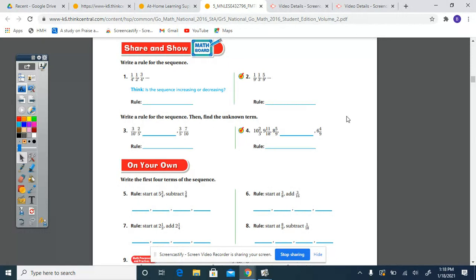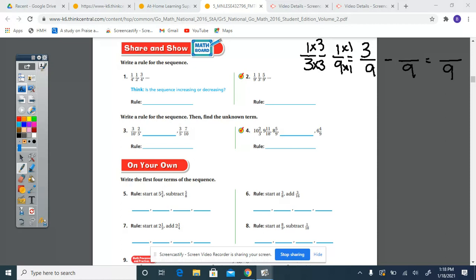So in this pattern, they went from 1/9 to 1/3 to 5/9. Okay, so we need to see what's happening there. So what we're going to do first is we are going to set up 1/3 minus 1/9. Okay, so I'm going to draw my blanks and then decide my common denominator. And then my common denominator is 9.